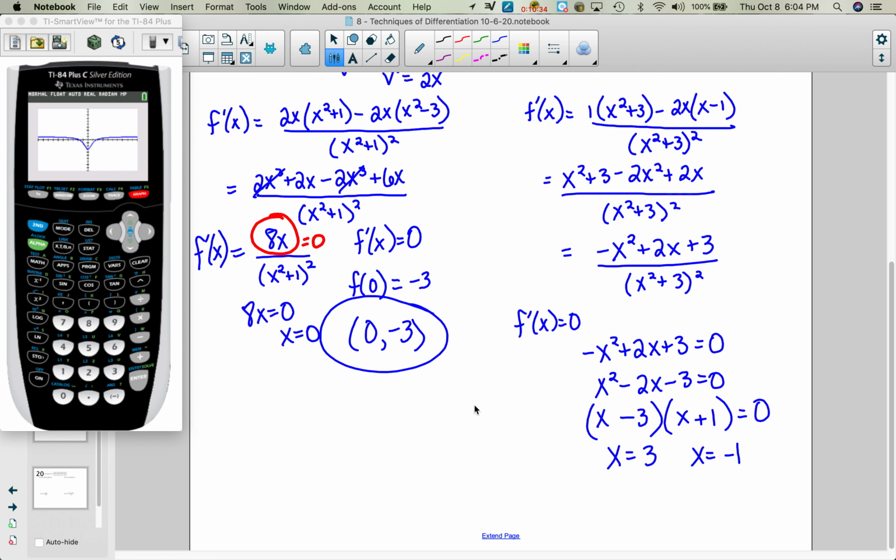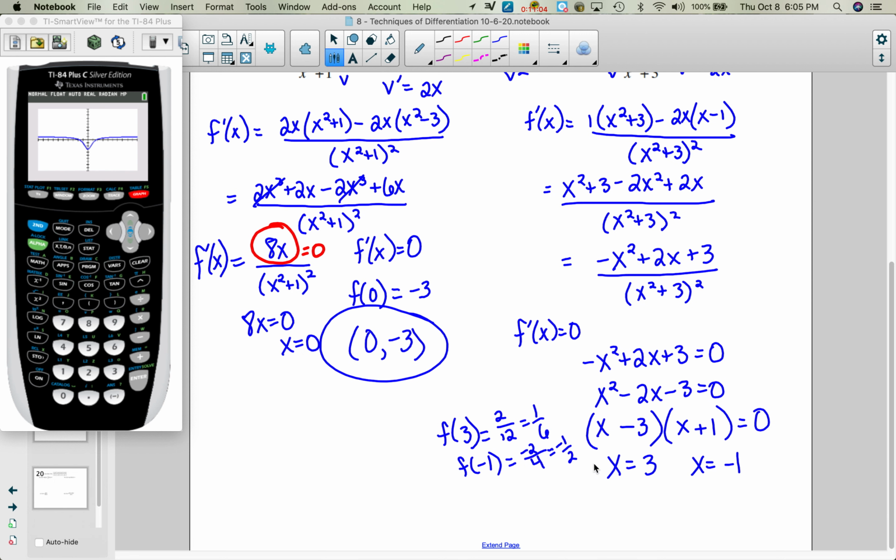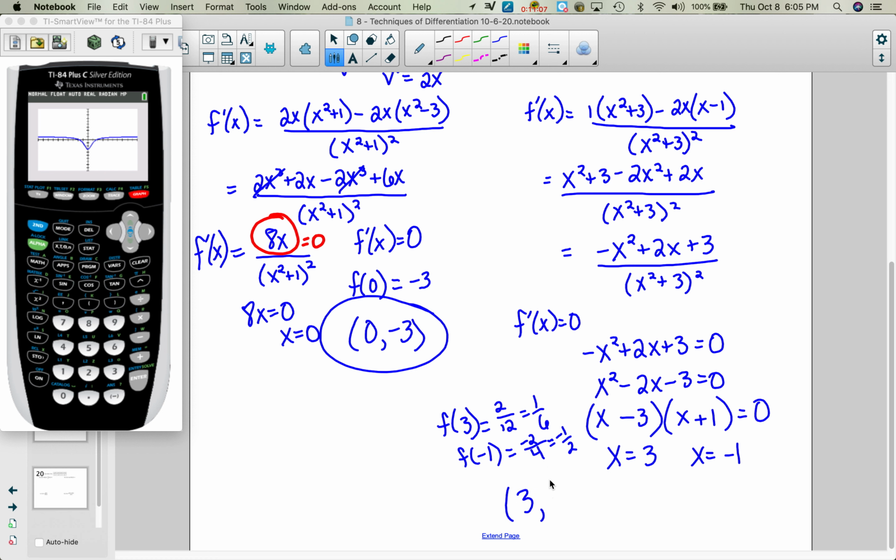And remember, we need the y values, so I have to know what f of 3 is. So plugging in a 3, you get 2 on the numerator and 12, so we get 1/6. And then we need f of -1. So that's going to give me a -2 in the numerator and a 4. So we have -1/2. So we get (3, 1/6) and (-1, -1/2). Hopefully I did not make any careless mistakes.